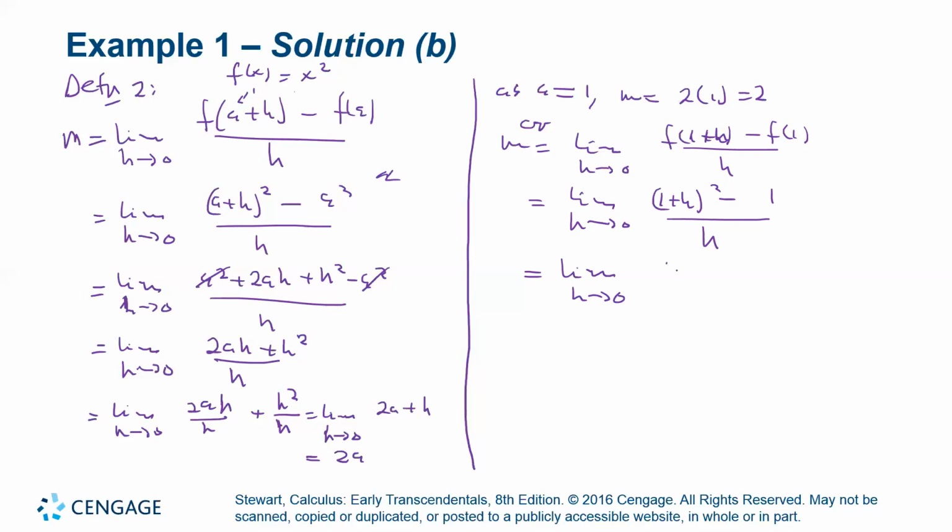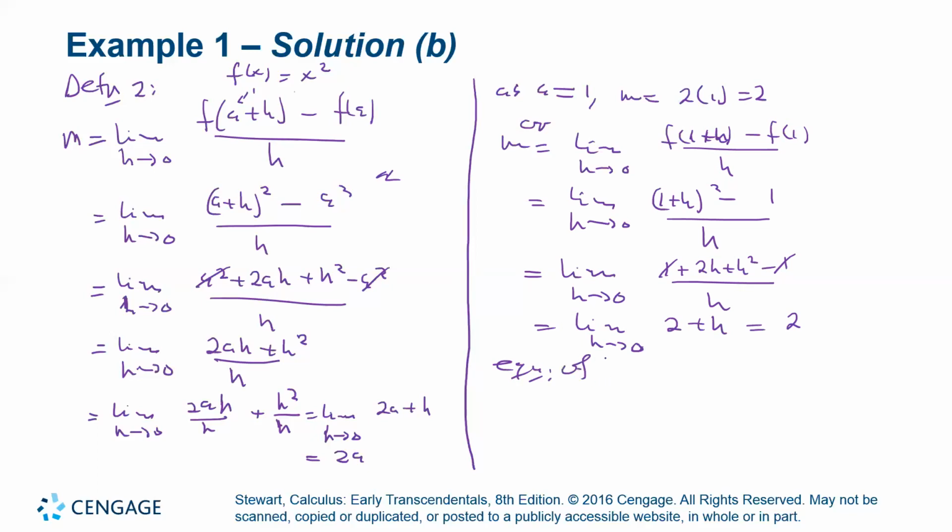So this is 1 plus 2h plus h squared minus 1 divided by h, and then negative 1 and positive 1 will be 0, and then h divides each of them. You have the limit as h goes to 0 of 2 plus h. And as h goes to 0, the slope is just 2. And so again, what is the equation of the tangent line, okay?